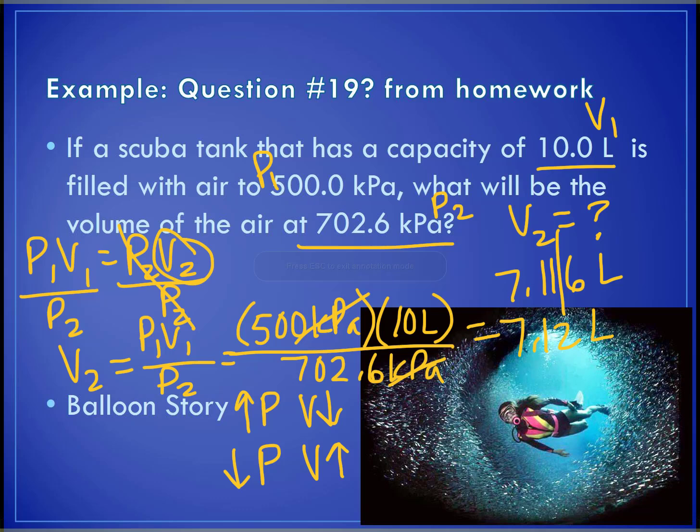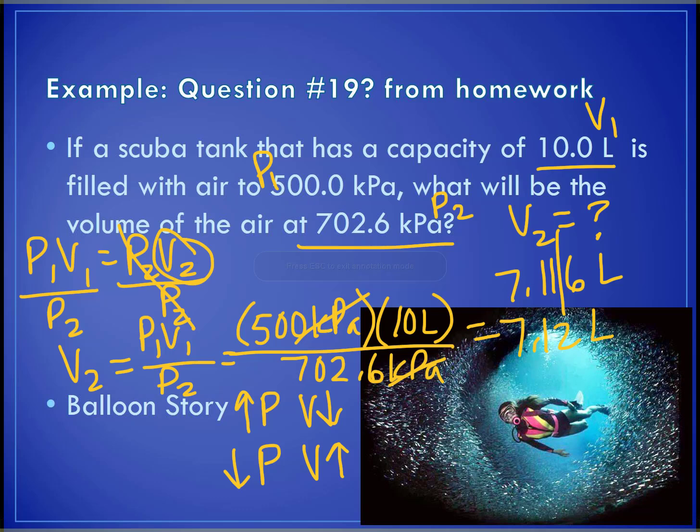If you ascend or go up to the surface of the water too quickly, the gases that are dissolved in your blood will actually form little bubbles of gas in your bloodstream. And those bubbles will tend to congregate at your joints and cause a lot of pain. It's known as having the bends, and you actually can die from it.